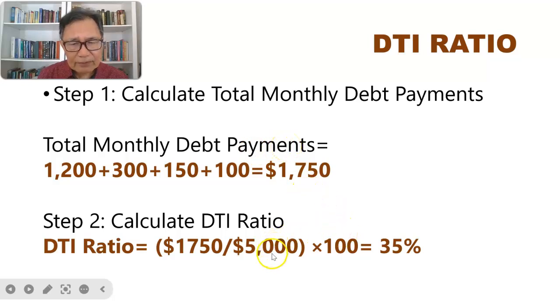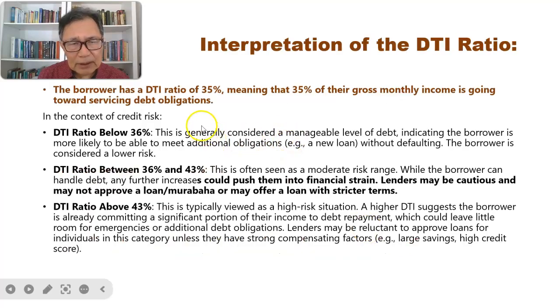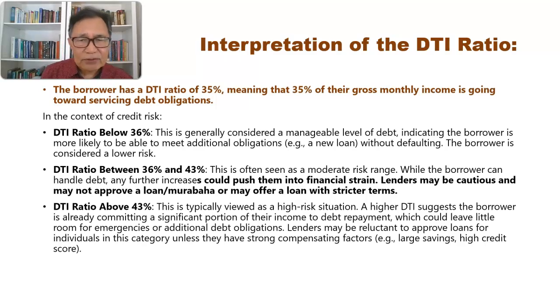And then we have the $5,000, which is his salary income. So the DTI ratio is equal to 1,750 divided by 5,000 times 100, and we get a DTI ratio of 35%. So how do we actually use this number? A DTI ratio of 35% means that 35% of their gross monthly income is going towards servicing debt obligations, right? Meaning that for every $1 of salary, the person uses 35 cents to settle his monthly debt obligation.